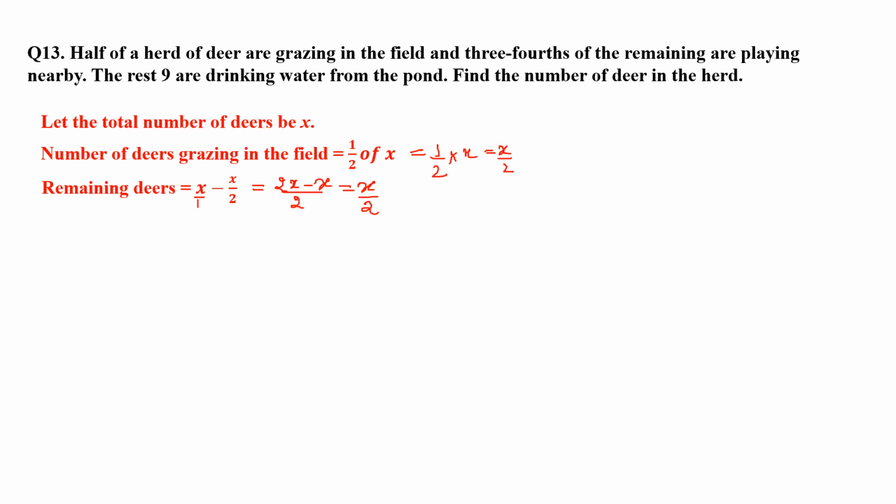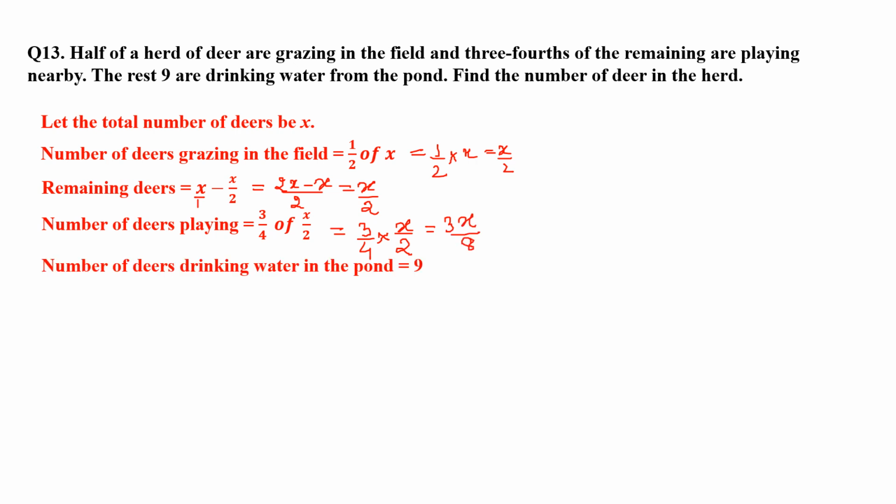Now what are they doing? 3/4 of the remaining are playing nearby. So the number of deer who are playing is 3 by 4 of x by 2. So it will be 3 by 4 into x by 2. Of means multiplication. So it is 3x by 8. And then what is given? The number of deer drinking water in the pond is 9.